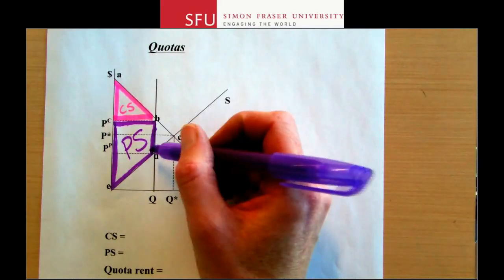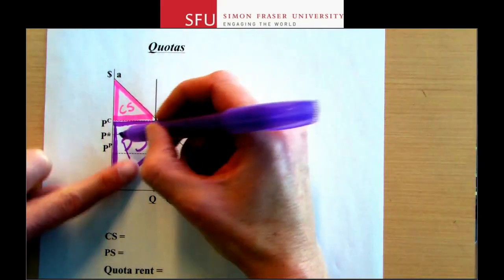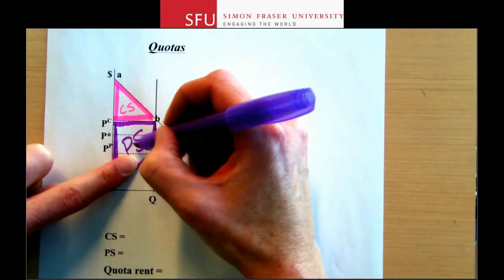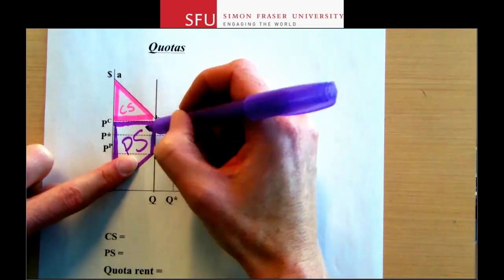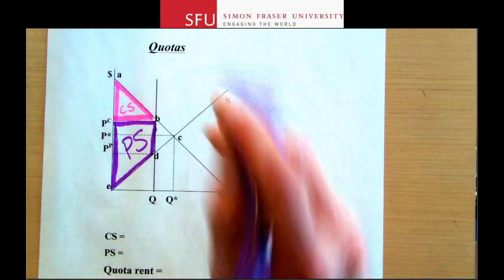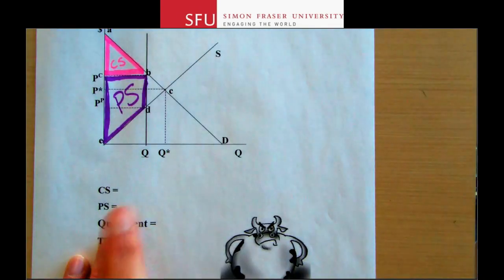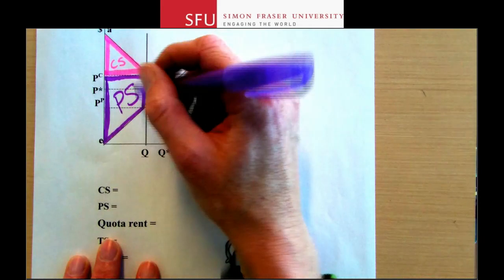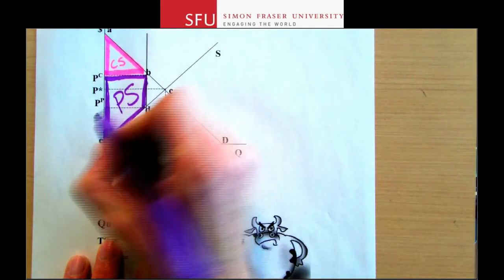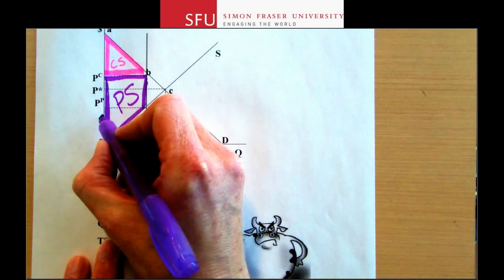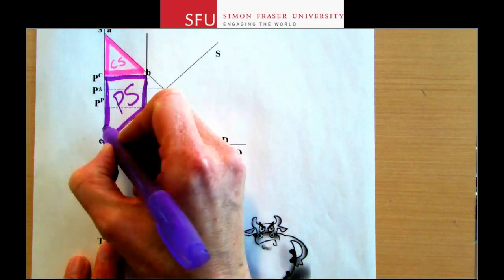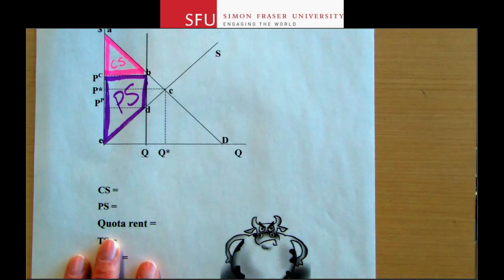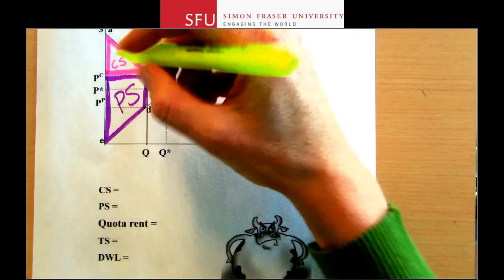Now, this rectangular portion here, which with a tax would have been the tax revenue, with a quota, this rectangular portion is called the quota rent, which is down here, the quota rent. And what it means is just the extra profit that they're making, because they would have supplied this quantity for only this price, but instead they're getting paid this price. So that rectangular area is the extra profit that they're making because they have the quota license. Okay, and then we have deadweight loss, of course, over here.